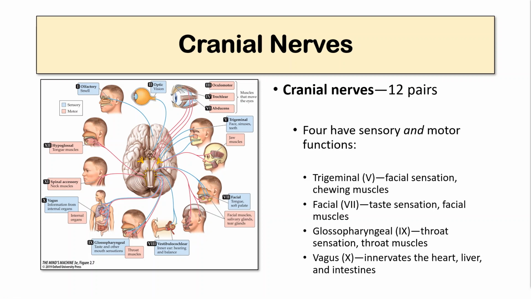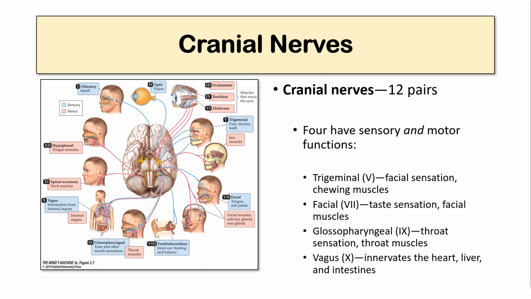Now, usually what we would want to do is memorize all 12 cranial nerves, and in part of the Canvas activities, I provide you with some mnemonics on how to go about and do that. So I would look into those.